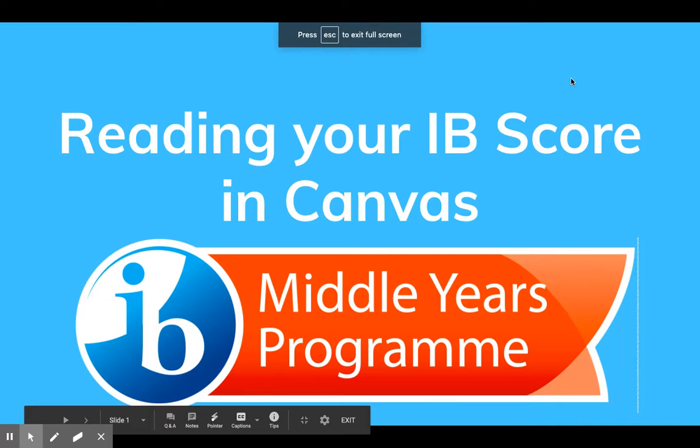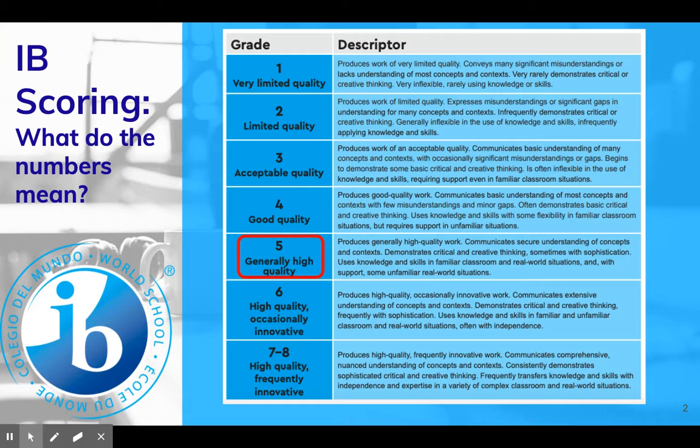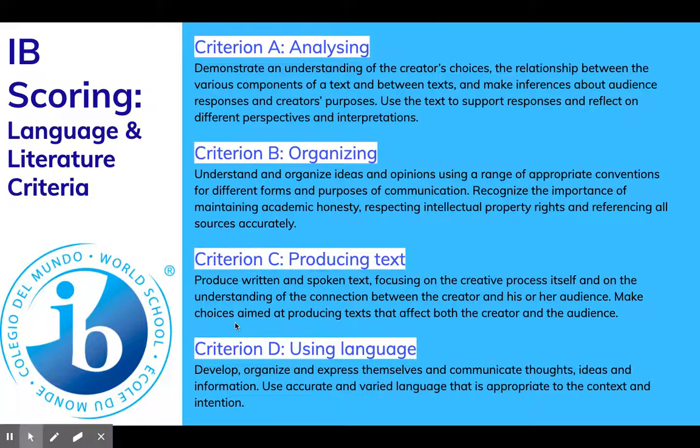When you're reading your IB scores in Canvas, there are a number of things to keep in mind. First of all, remember your formative and summative scores are based on a 1 through 8 scale, and a 5 is considered mastery, or generally high quality. Also, in each of your classes, you have 4 different criteria that you are scored on.